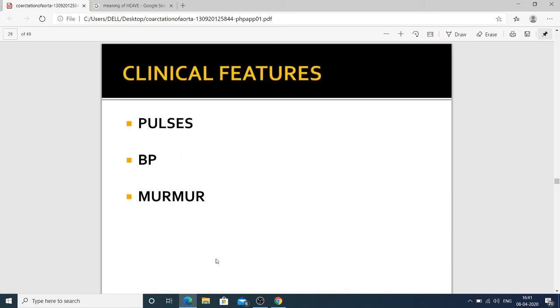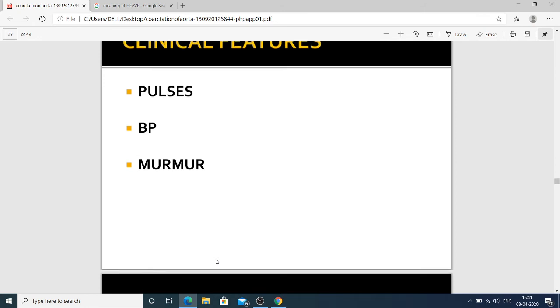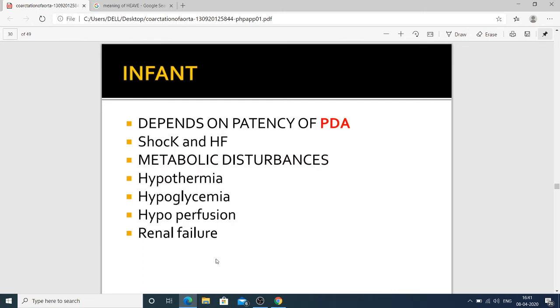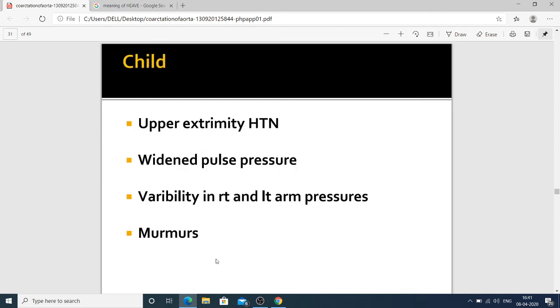Then the next one is clinical features. In clinical features, we have to check the pulses, blood pressure and heart murmur. A murmur is an abnormal sound which we hear with the help of a stethoscope. Then in infants, it depends on the patency of the patent ductus arteriosus. Then shock and heart failure, metabolic disturbances, hypothermia, hypoglycemia, hypoperfusion and renal failure.